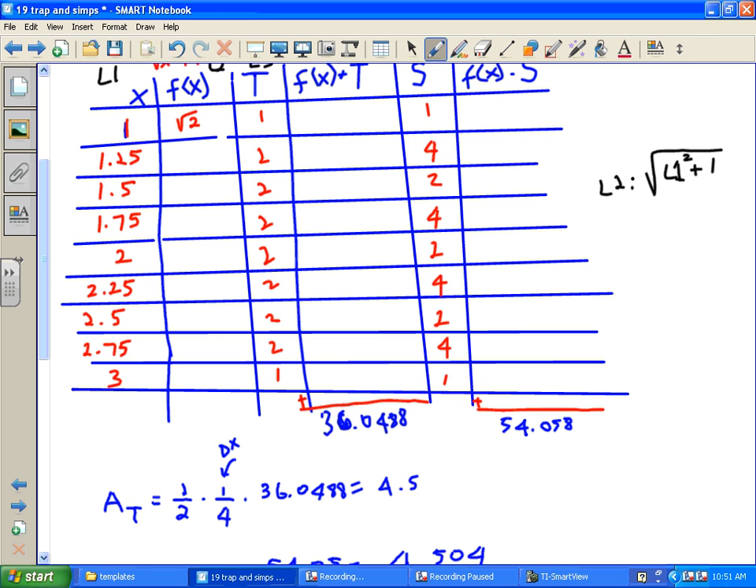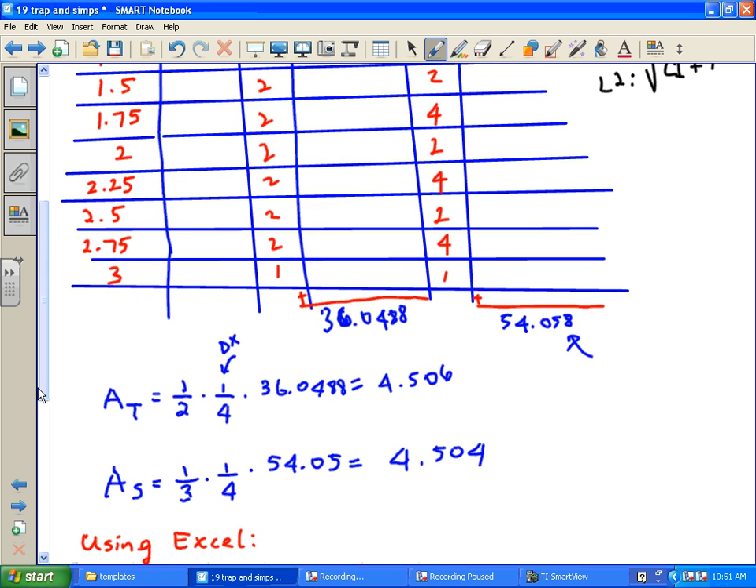4.506. Thank you. And for the Simpson's method, you will take this number, and what will you multiply that number with? The formula said, is it 1/2 or another number? 1/3 times delta x, right? That was the formula. 1/3 times delta x. Again, delta x is once again the quarter. Times 54.058. And again, we're doing more accuracy today, so let me fix these answers.